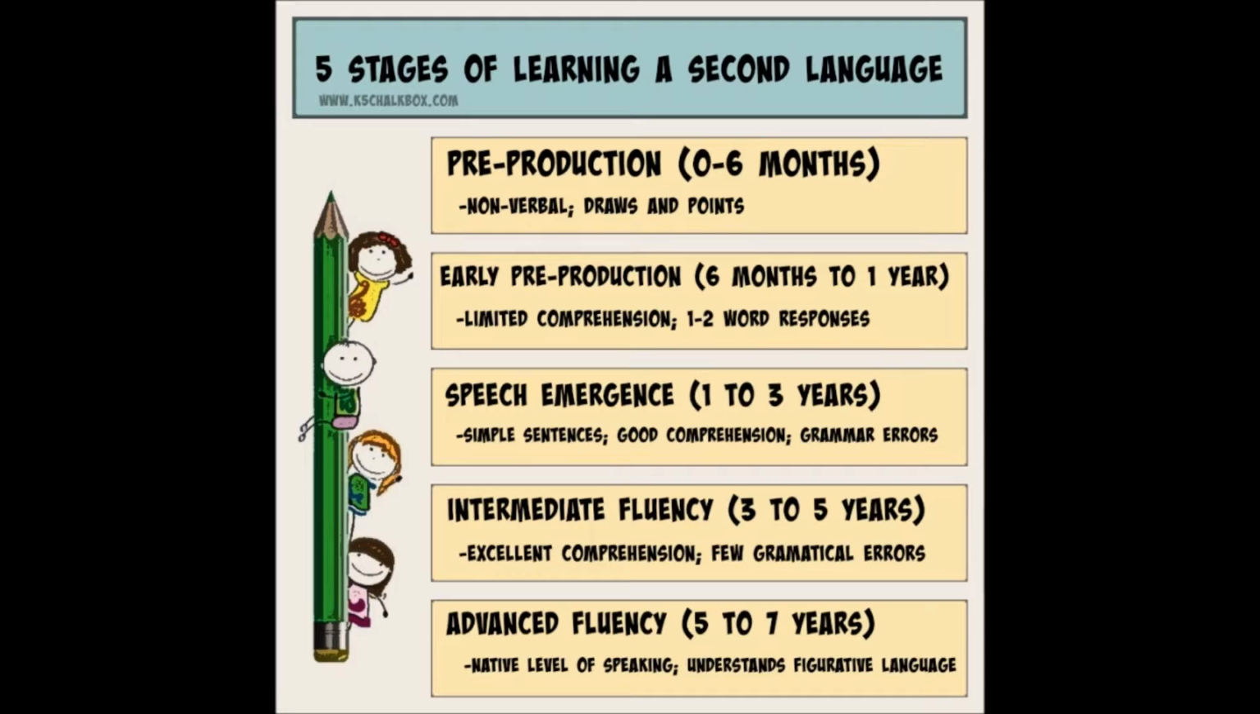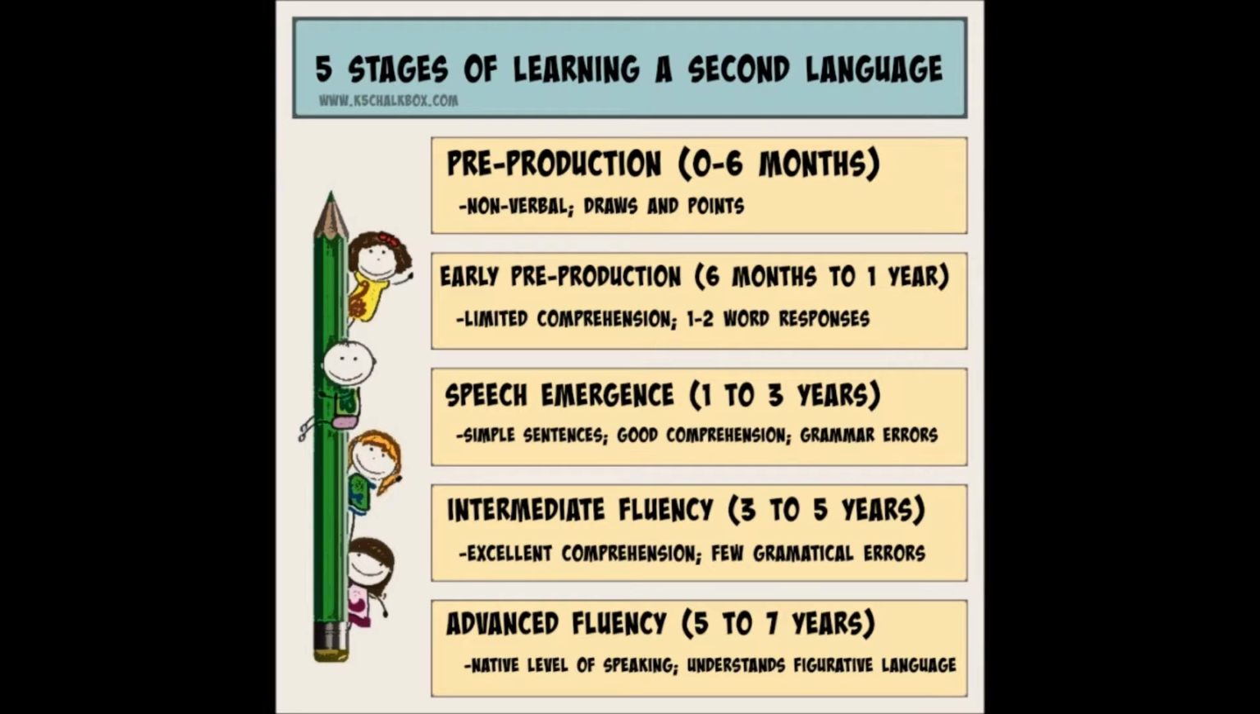The third level is speech emergence, and those are your beginning, pre-intermediate students. They've had 1 to 3 years experience with the target language. They're able to produce simple sentences. They have good comprehension. At this point, they're understanding a lot more independently. Still, they need scaffolds. They need a lot of rich print in the classroom and help from the teacher and their support to be able to participate in a classroom.